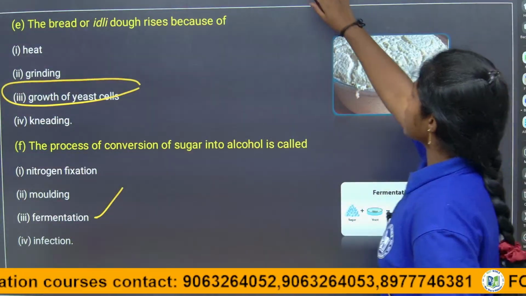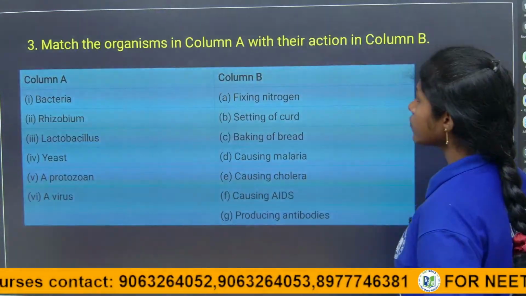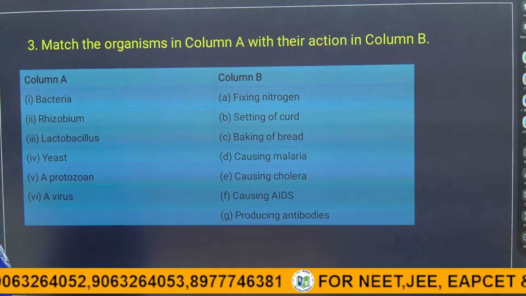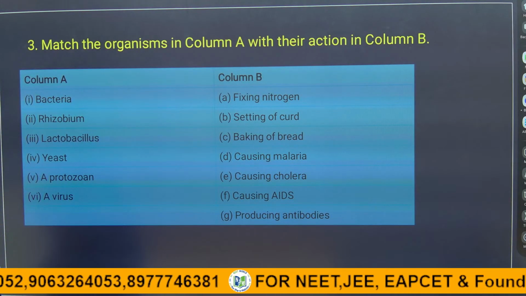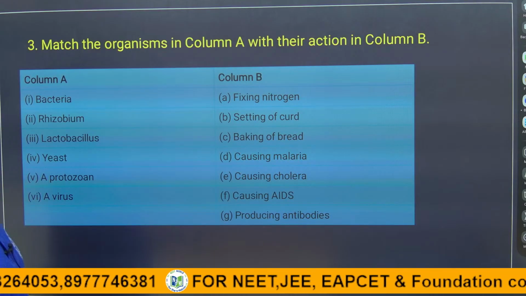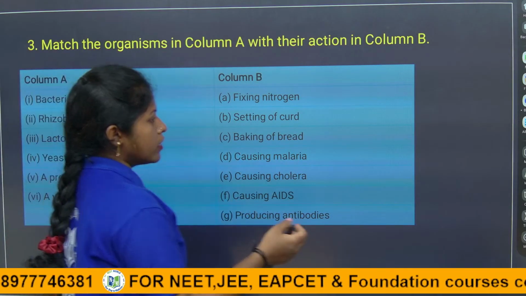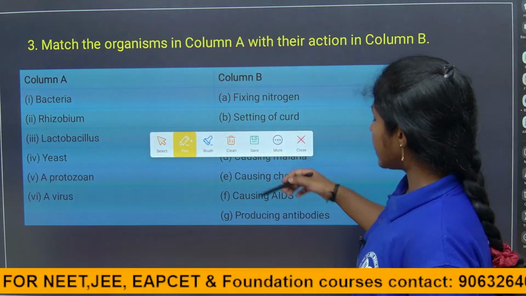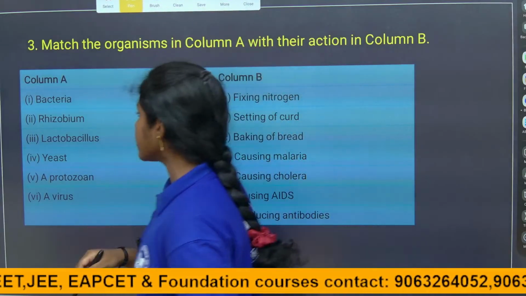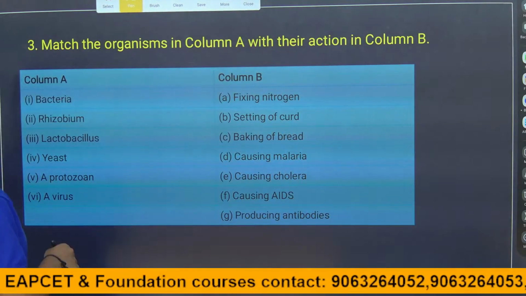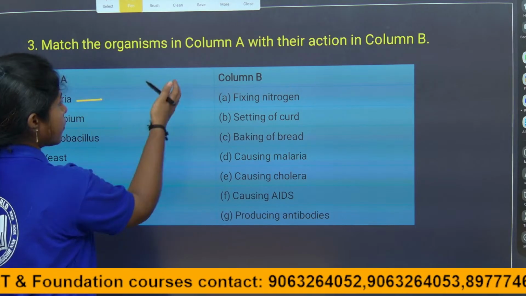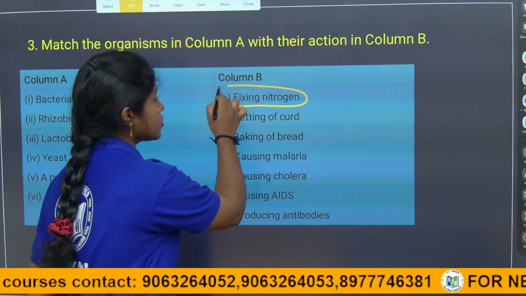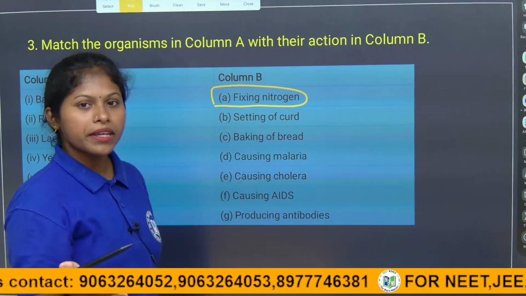So, coming to the next question, children. Here is the match the following. Match the organisms in column A with their action in column B. They are asking which is suitable for column A and column B. It is a very interesting matching question, so we have to analyze these matching questions very carefully, children. They are asking about bacteria. What is bacteria suitable for in column B? They are involved in fixing of nitrogen. Of course, yes, bacteria are involved in the fixing of nitrogen.